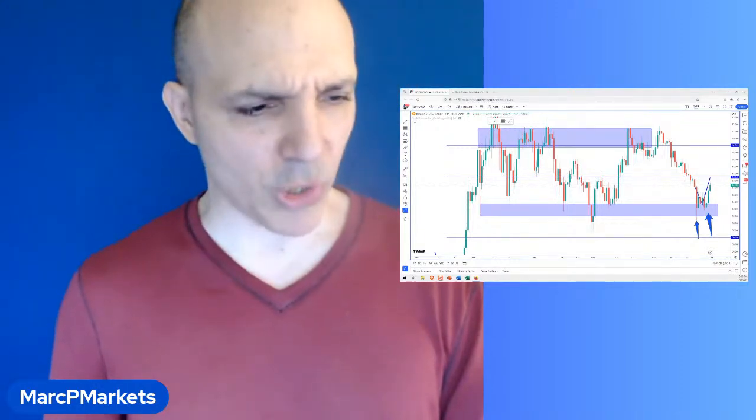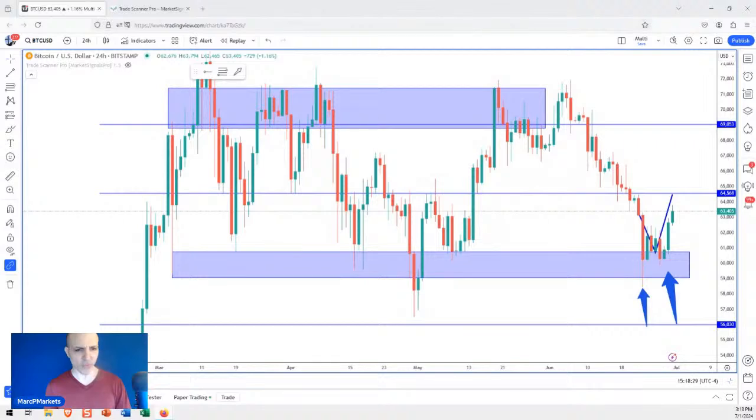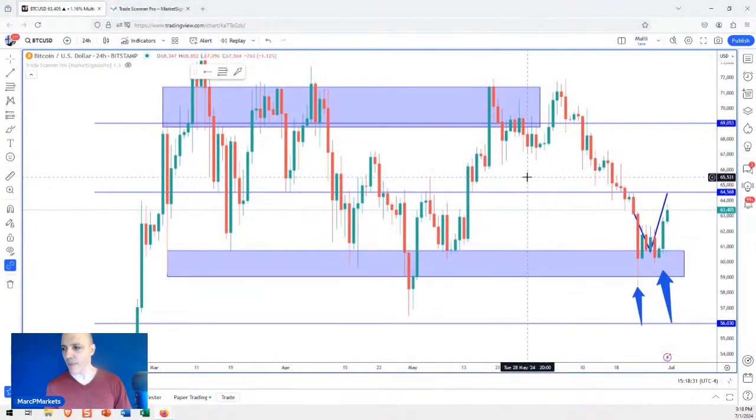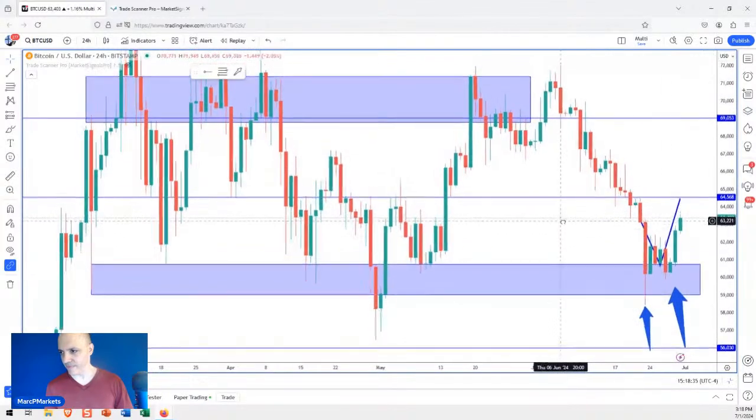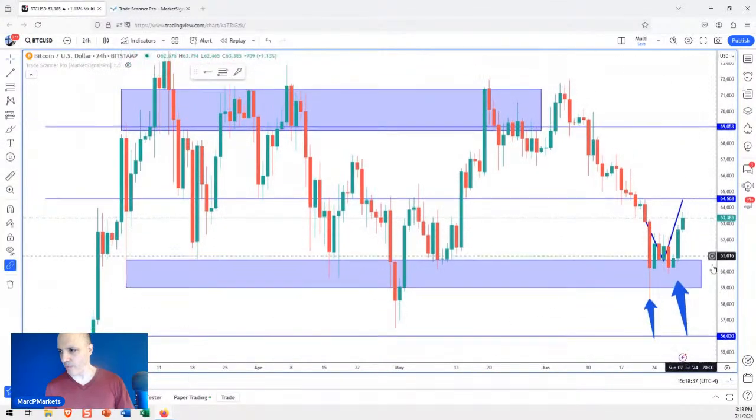So I'm going to make this chart bigger here, and we're going to talk about my Bitcoin analysis. How many of you read my article on TradingView? Anyone want to tell me? I hope you read this.